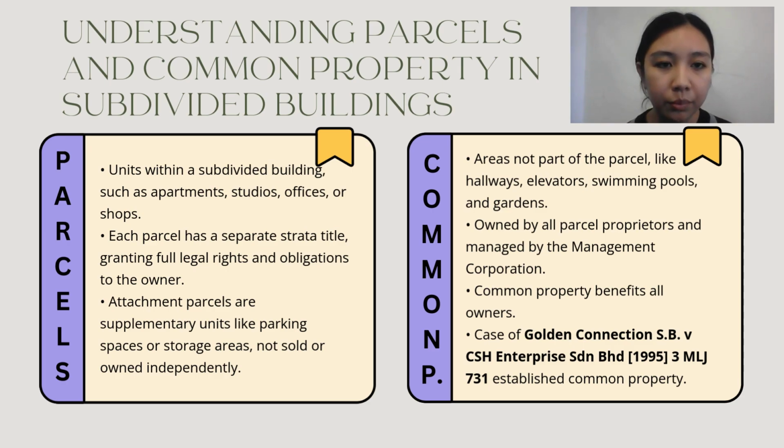Next is the common property. Common property is an area within the building that is not part of a parcel, such as hallways, elevators, swimming pools, and gardens. These are owned by all parcel proprietors and managed by the management corporation. Common property is for shared use and benefits all owners. In the case of Golden Connection SB against CSH Enterprise Sendirian Berhad, 1953, 3 MLJ 731, the High Court held that it was common property as the void on the level of the mezzanine floor was capable of being used in connection with the enjoyment of more than one parcel, meaning that it is common property.